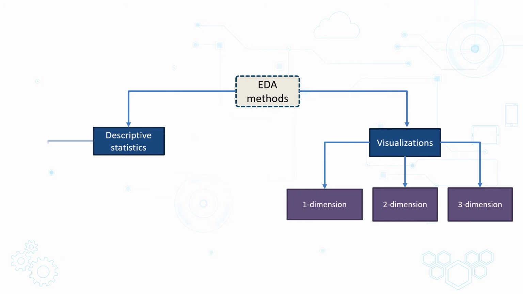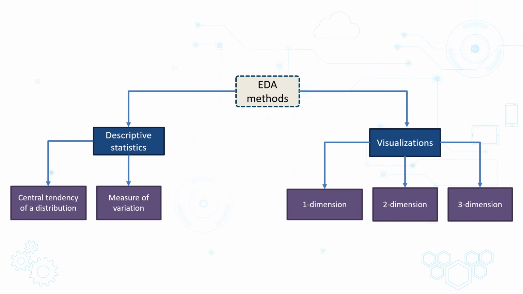But when we talk about descriptive statistics, we have to go and apply statistical methods in order to explore data, which can be central tendency of a distribution, where you can apply mean, median, and mode. You can have measure of variations, where you can apply variance, interquartile range, standard deviation. And finally, you can use skewness and kurtosis for identifying anomaly and also the slope.